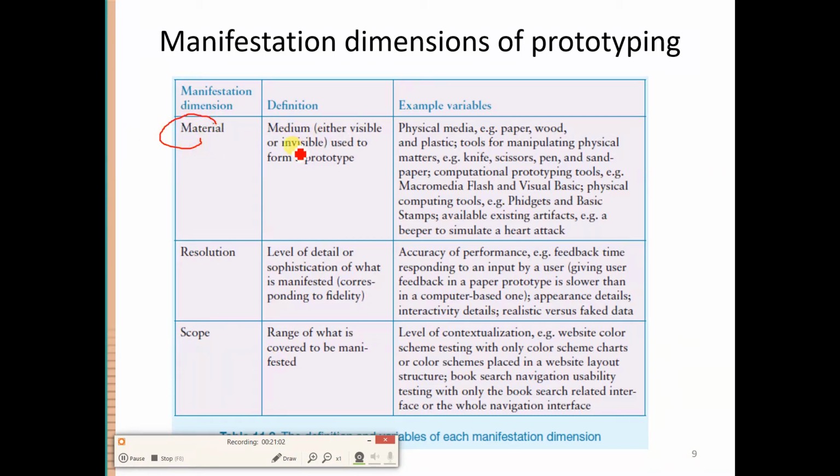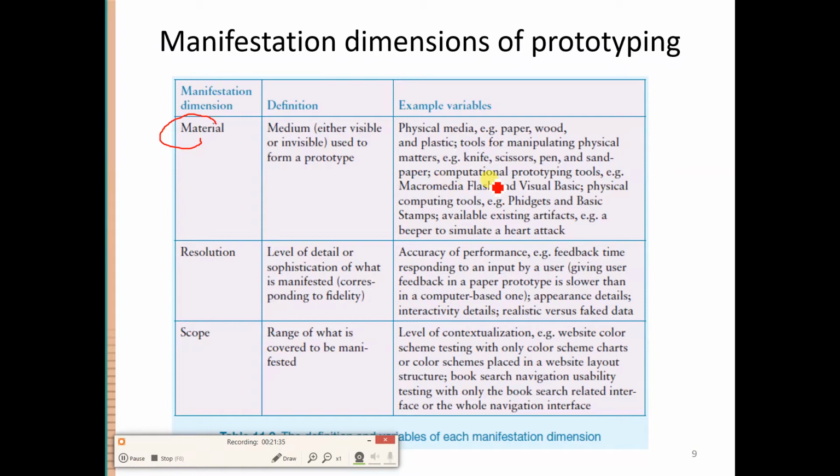Material is the medium, either visible or invisible, used to form a prototype. For example, the physical media: paper, wood and plastic. So these are the visible materials. We are constructing the prototype using physical media. Tools for manipulating the physical material matter, for example knife, scissors, pen and sandpaper. So there are some tools which are used to cut the paper or to cut the wood. So they are like a material which is the manifesting dimension of the prototype.